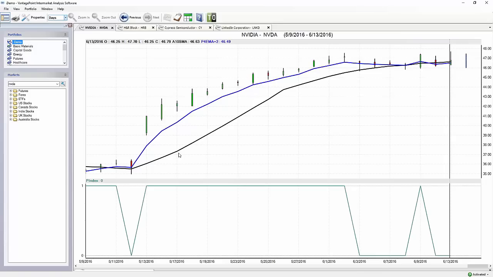Now, the blue line that you see on the screen, that is VantagePoint's proprietary predicted moving average. That value is plotted. So you really shouldn't think of it as just a crossover, but think of it as an actual value that's plotted on this chart by weighing all of those different market relationships.